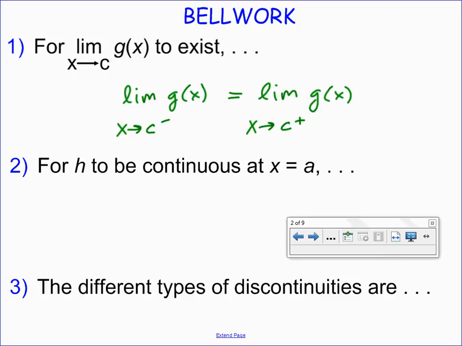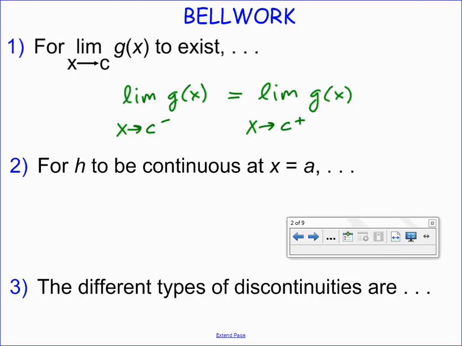Excellent, well said. Thank you for using the proper notation. So the left-hand limit has to equal the right-hand limit. And we can write that using the proper notation. Limit of g of x as x approaches c from the left-hand side must be equal to the limit of g of x as x approaches c from the right-hand side. Nice job. Raise your hand if you have the left-hand and the right-hand limits must be equal. That's what we need for the overall limit.